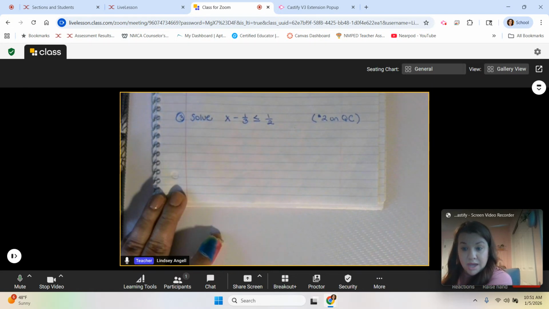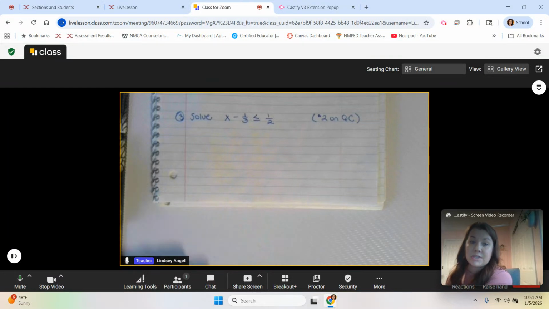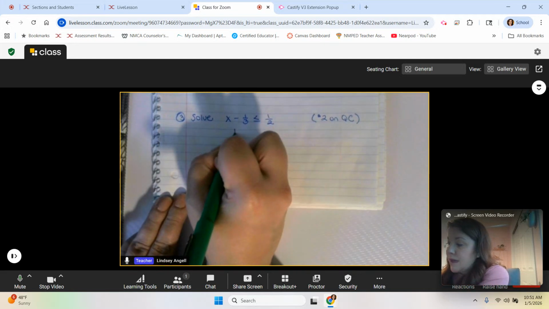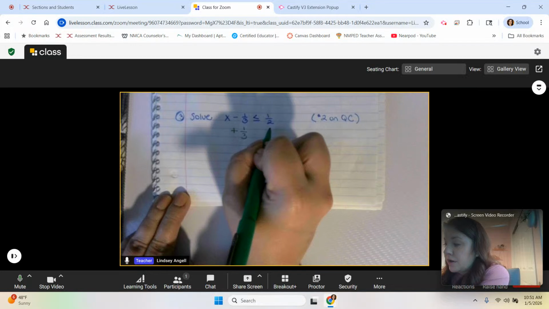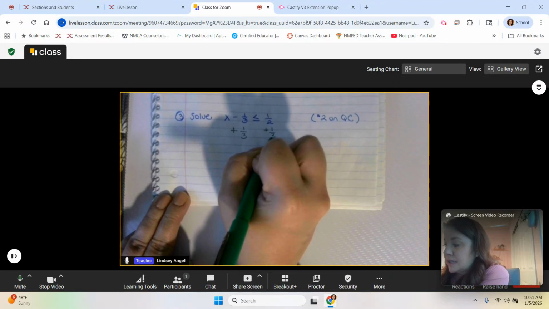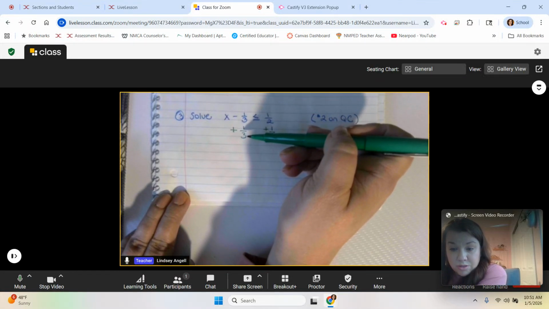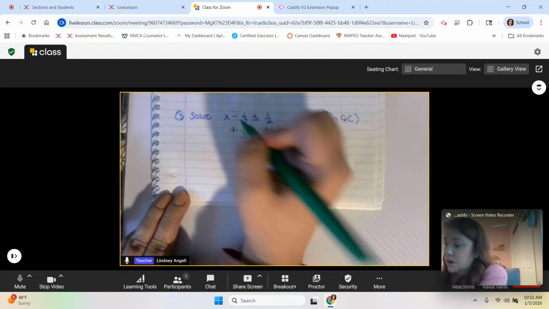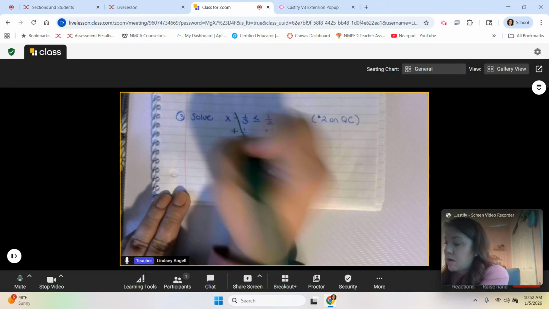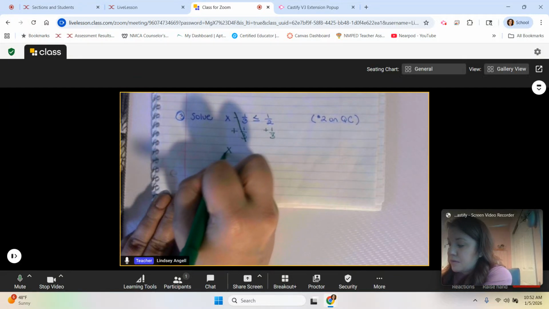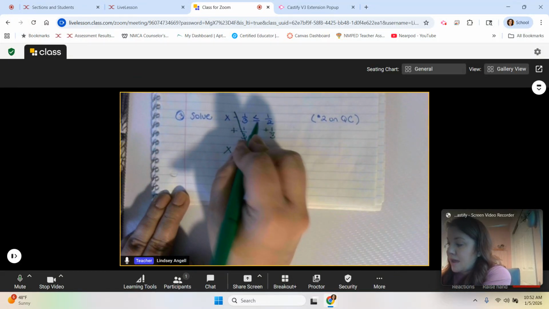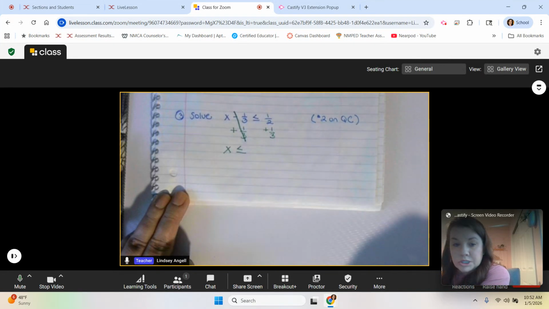So to get rid of that, just like last semester, we have to think about the opposite operation. So what's the opposite of subtraction? Addition. So that means I need to add 1/3 to both sides in order to solve. Well, -1/3 plus 1/3, that gets me to 0, right? Those are opposites, they cancel each other out. So on the left, I'm left with my variable, and then I have is less than or equal to.